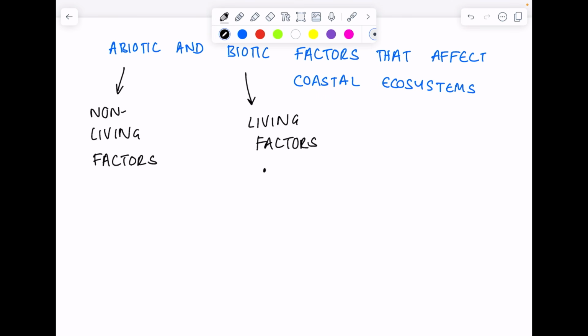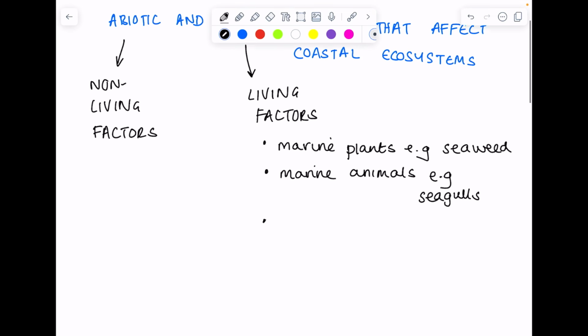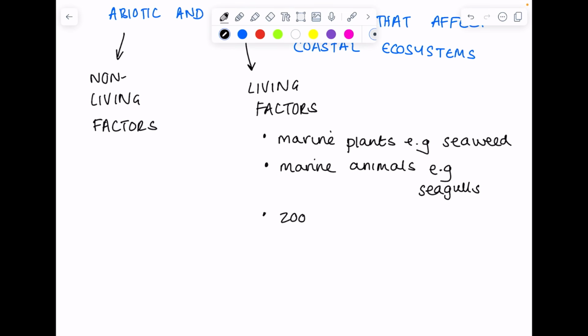So living factors include marine plants, e.g. seaweed, marine animals, such as seagulls, and even microscopic organisms like zooplankton.